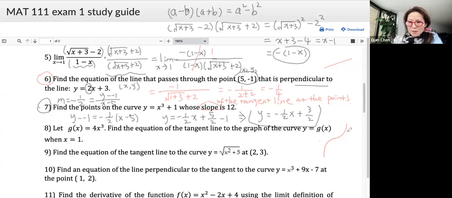All right. So the tangent, so the slope equals 12. Slope of the tangent line equals 12. Right? You will see we're going to get 2 points. We're going to have 2 points. Okay, so how do we get it?